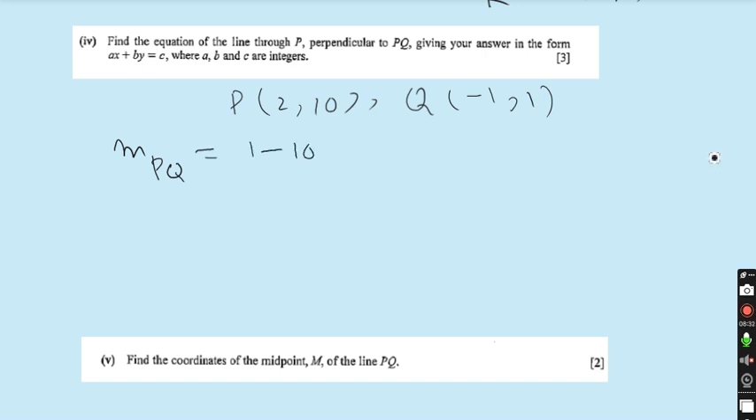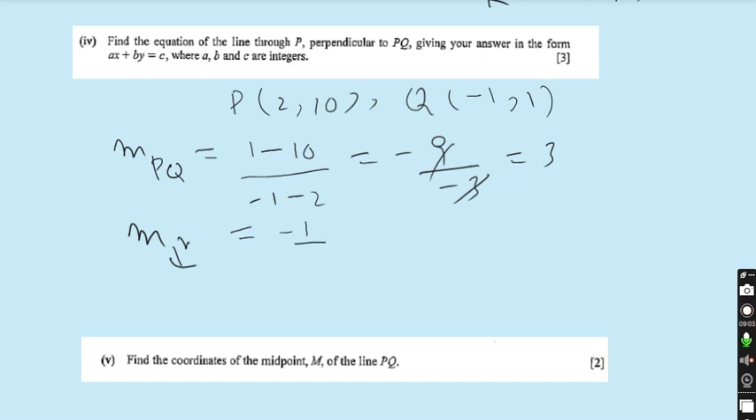Now first find the gradient of PQ: y2 minus y1 upon x2 minus x1, which is -9 upon -3, so it is 3. And the perpendicular gradient is... this is the symbol of perpendicular. If two lines are perpendicular, then the product of their gradients must be equal to -1. So if the gradient of PQ is 3, then the gradient of the perpendicular line is -1/3, and the coordinate of P is (2, 10).